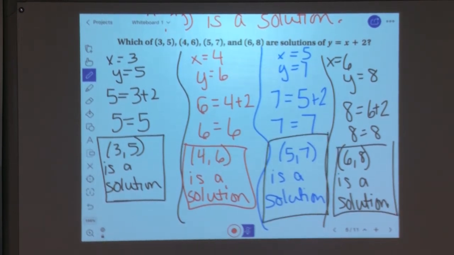So in this problem, all 4 of those ordered pairs were solutions to that equation. Remember, if it was ever not a solution, we would get a false statement, such as 5 equals 10 or 5 equals negative 2. When that happens, it is not a solution.